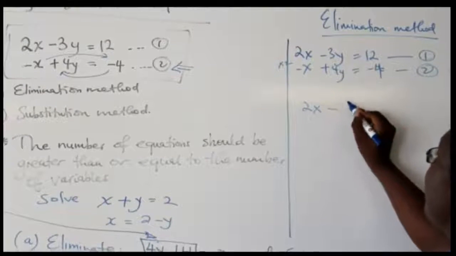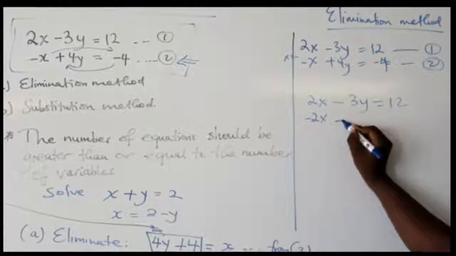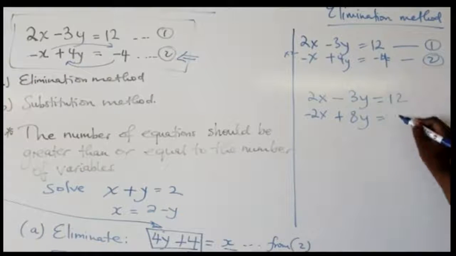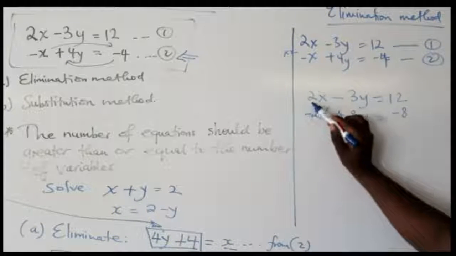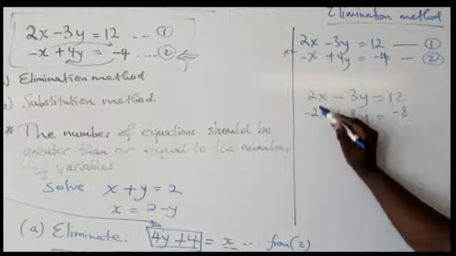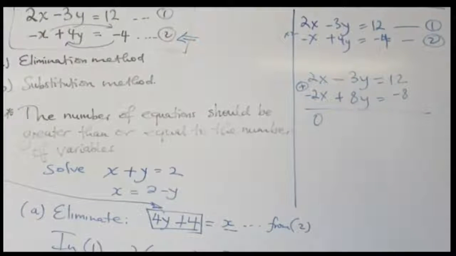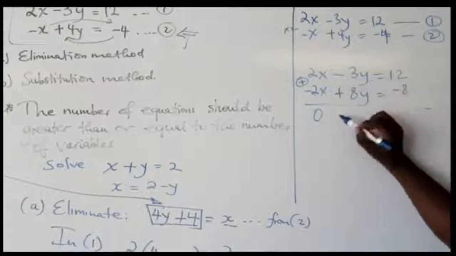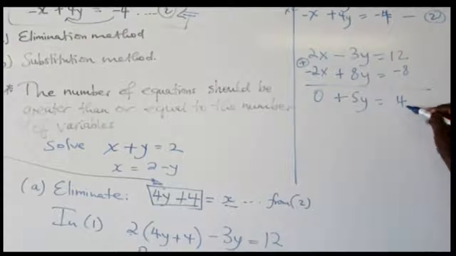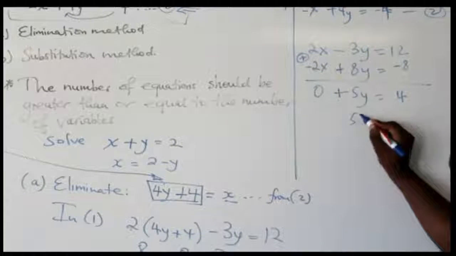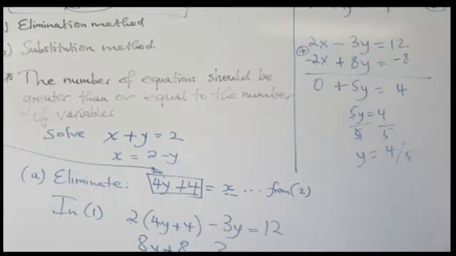So I'll rewrite equation 1: 2x minus 3y is equal to 12. Now, multiplying equation 2, it will be negative 2x plus 8y equal to negative 8. Now, because the signs are different, if I add these two, I am going to get 0. So if I add the two, 2x plus negative 2x, I get 0. And then negative 3y plus 8y, I'm going to get positive 5y. 12 plus negative 8, I'm going to get 4. So 5y is equal to 4, where if I divide, y is going to be equal to 4 over 5.